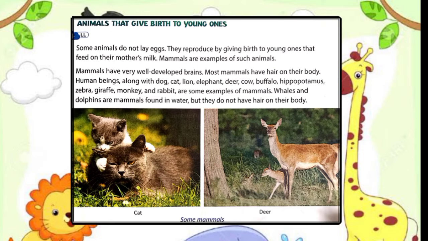Most mammals live on land and breathe through lungs. But do you know how a whale or a dolphin breathes? Whales and dolphins also breathe through lungs. They take in air through blowholes which are present on the top of their heads, and hence they have to come to the surface of water frequently to breathe in air.